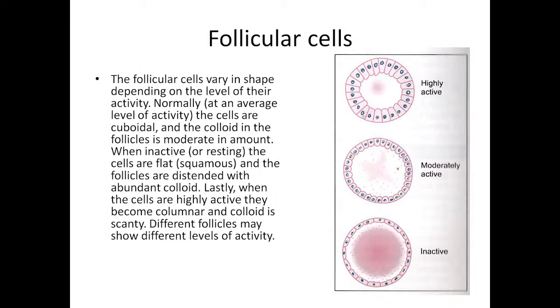Follicular cells. The follicular cells vary in shape depending on the level of their activity. Normally, at an average level of activity, the cells are cuboidal, and the colloid in the follicle is moderate in amount. When inactive or resting, the cells are flat, squamous, and the follicles are distended with abundant colloid. Lastly, when the cells are highly active, they become columnar and colloid is scanty. Different follicles may show different levels of activity.